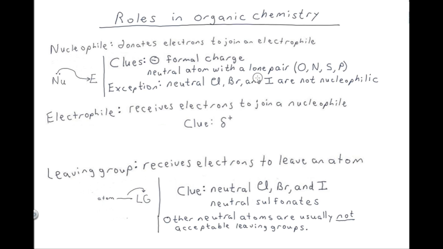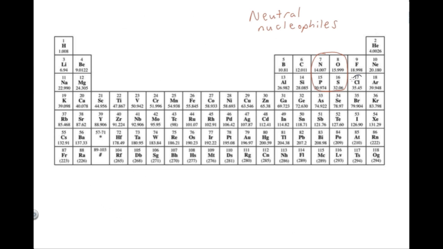This shouldn't be too surprising to us because we've already learned a different role for chlorine, bromine, and iodide. We've learned that neutral chlorine, bromine, and iodide are good leaving groups. So it shouldn't be surprising that neutral chlorine, bromine, and iodine will not usually be nucleophiles. For the most part, usually we will not use neutral chlorine, bromine, and iodine as nucleophiles. Here's neutral chlorine, bromine, and iodide in our periodic table, and we usually will not use them as nucleophiles. Now we would use negative chlorine, bromine, and iodide. These are all excellent nucleophiles.